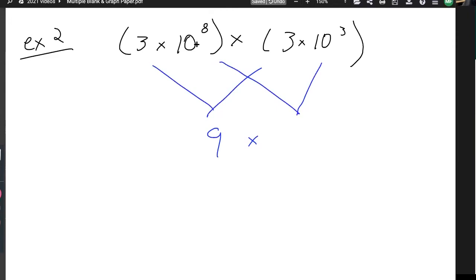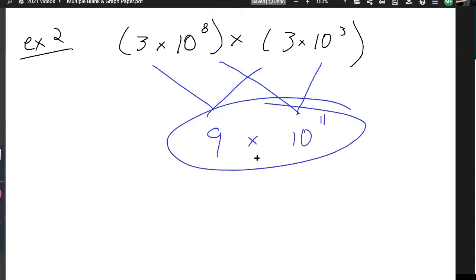Well, you're multiplying 10 8 times and then 10 3 more times. So how many 10s are you multiplying? 11. So, nice. So there's your final answer. That works. That's nice, right?